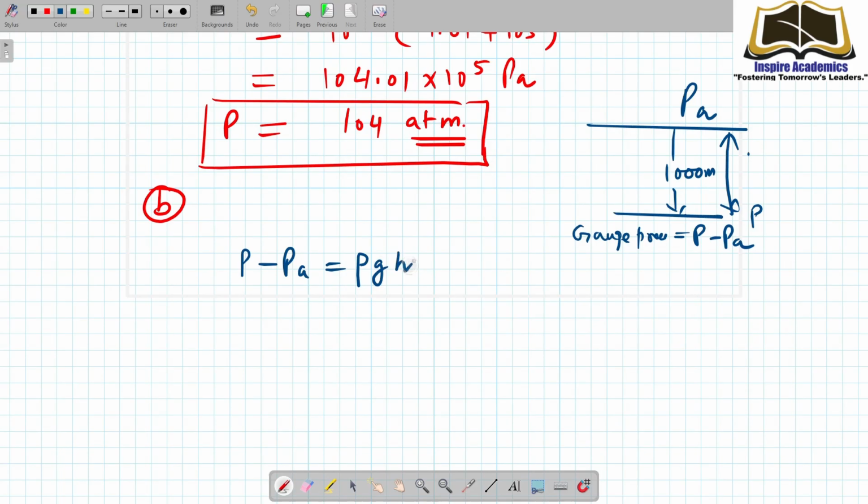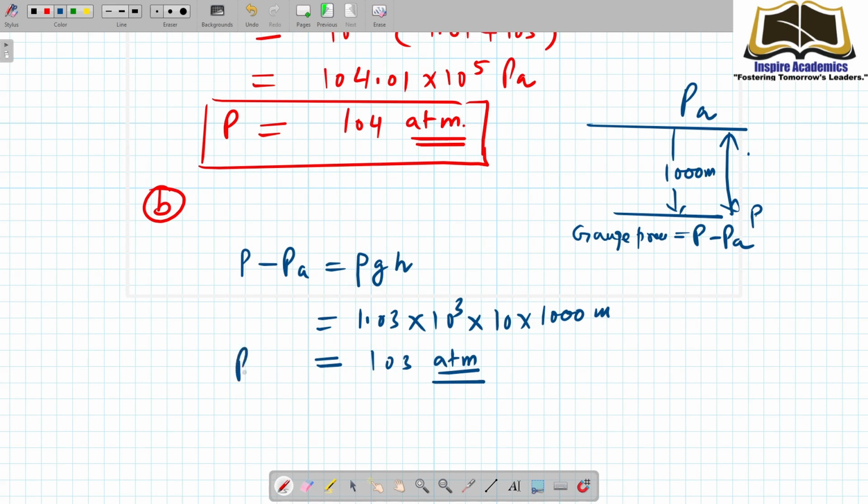Rho gh. So how much was rho? 1.03 into 10 to the power 3 multiplied by g, which is 10, into h, which is 1000 meter. So this is 103 ATM. So this was your gauge pressure. We will call this gauge pressure. Have you understood what is gauge pressure? The net pressure of that particular column of the liquid, simply rho gh in this case.